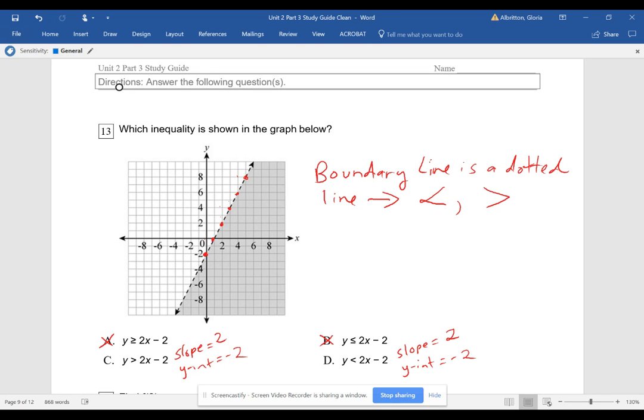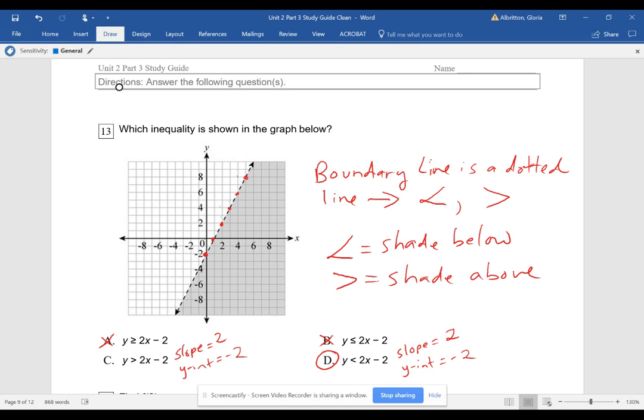Now, the only thing left to determine whether this is correctly graphed or which inequality it fits is where they shade it. Less than, the shading is below the line or under the line. Greater than, we shade on top of the line or above the line. In this case, they shade it underneath the line. So it has to be the less than symbol, which is this one. All right, let's go to the next problem.